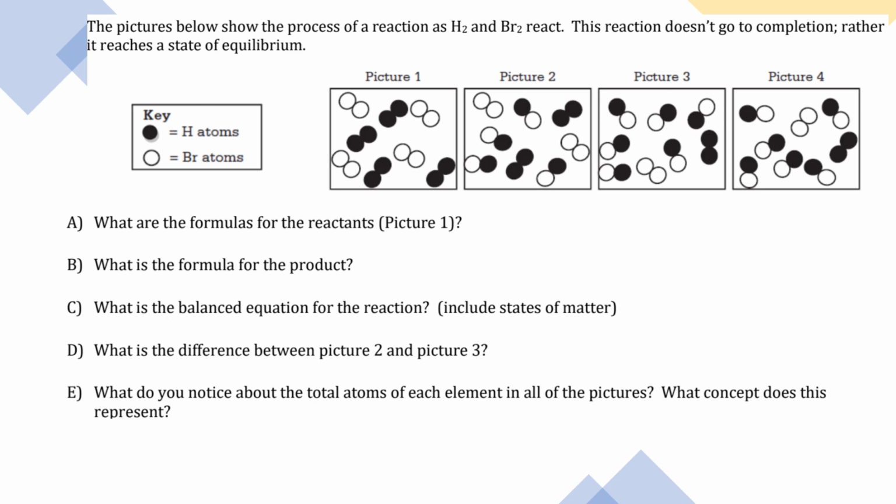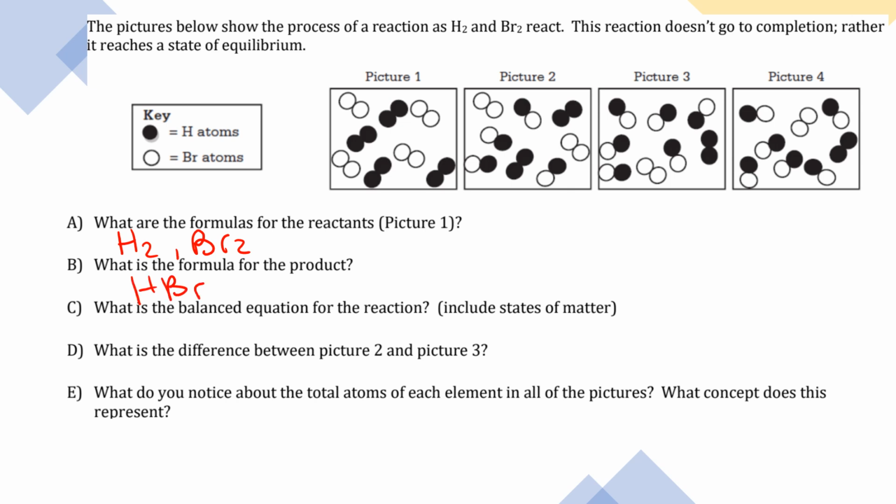The pictures below show the process of H2 and Br2 reacting. It does not go to completion, however, it reaches a state of equilibrium. You can tell because not all of it has reacted, meaning not all of it has broken up. What are the formulas for the reactants? It's going to be H2 and Br2. What's the formula of the product? If we look at pictures 2, 3, and 4, the product is right here where it's hovering. So this would be HBr.